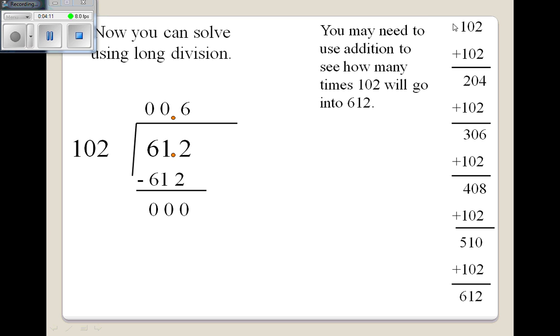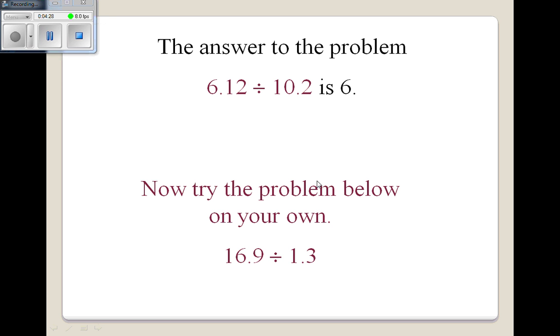If you add these to the side on the right, you'll see 102 plus 102, and so on and so on. And then you can count. There is 1, 2, 3, 4, 5, 6 sets of 102 before you get to 612. So the answer to the problem is going to be 6.